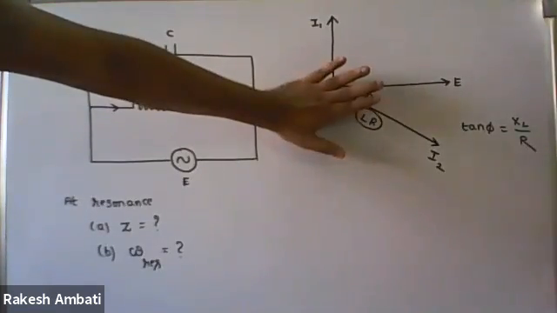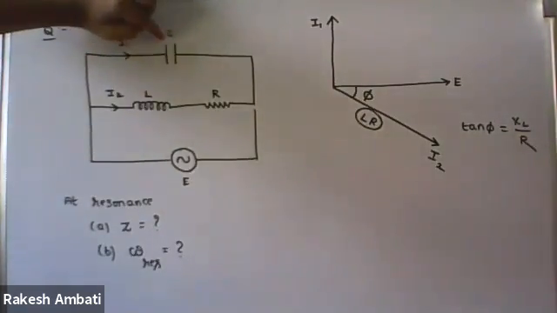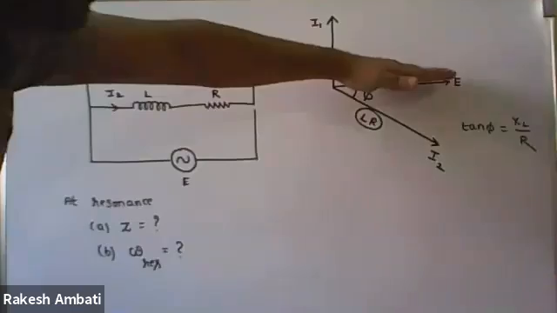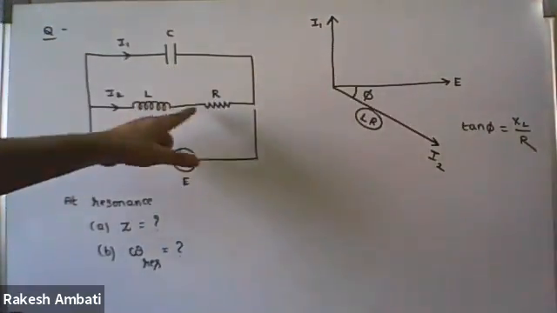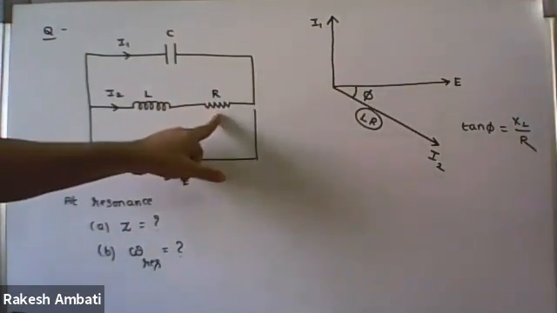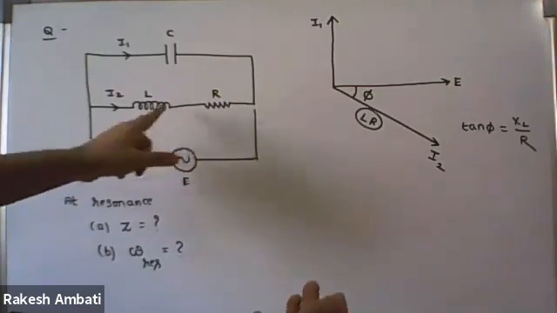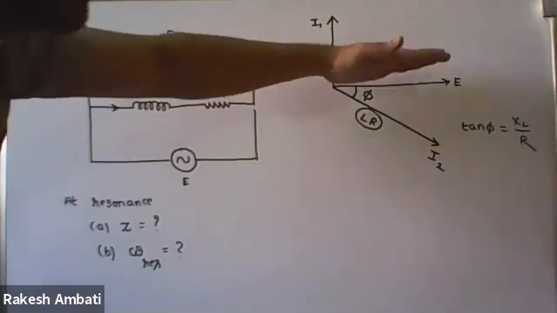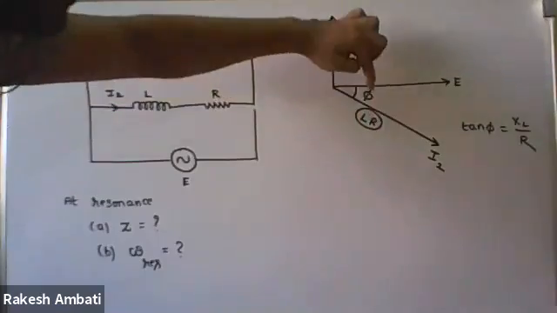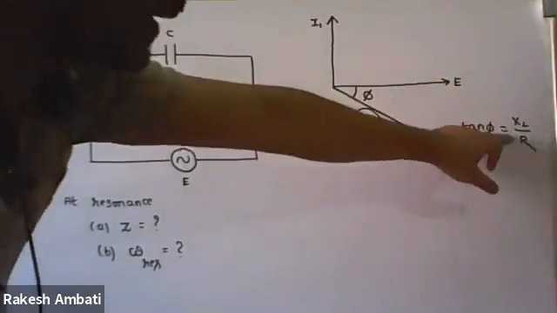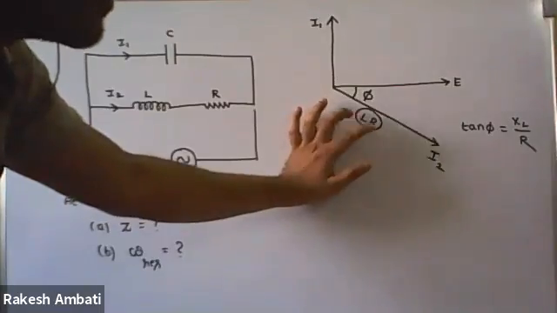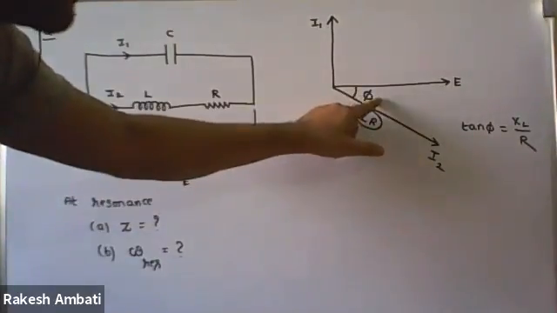Is the phasor diagram clear? The first branch is only a capacitor, so with respect to EMF, the current leads by an angle of 90 degrees. The second branch is an LR series circuit, where with respect to EMF the current lags by an angle phi. And we find phi using tan phi equal to XL upon R.